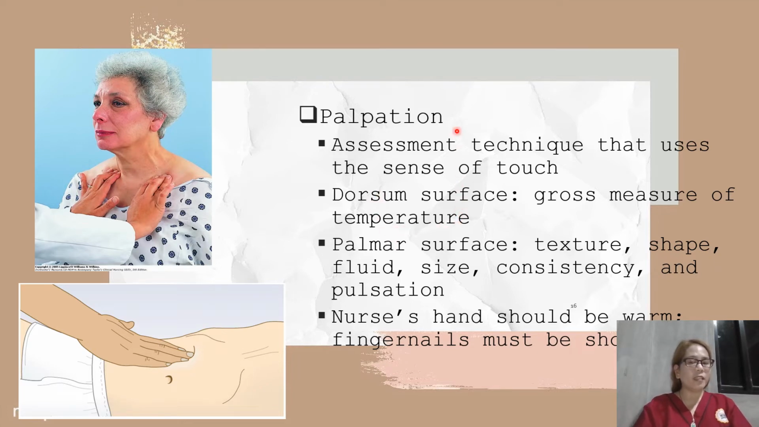Okay, the second cardinal technique of assessment is palpation. This assessment technique uses the sense of touch. Okay, you will use the dorsal surface of your hands to check for gross measure of temperature. You can use your palmar surface if you are checking for the texture, the shape, the fluid, the size, consistency, and pulsation. So the nurse's hand should be warm. Warm your hands first before touching your client. Of course, that is for the patient's comfort, or if you are touching the uterus, if it is cold, it may contract. So, fingernails must be short so you cannot scratch your client while you are doing the procedure.